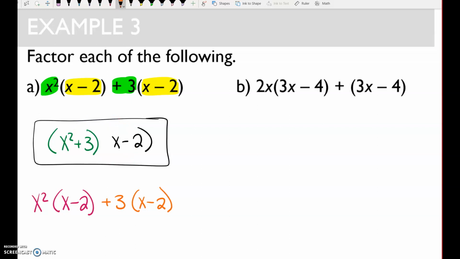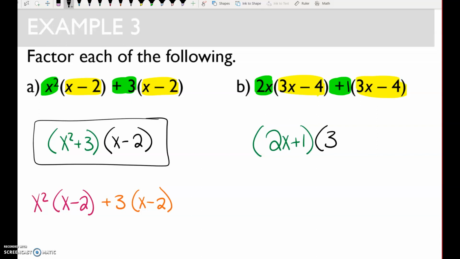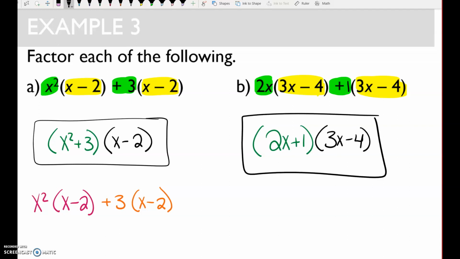Oops, I took out some parentheses there. I need to fix that. All right, so this one, we've got the 2x, and what number is here in front of these parentheses? There's a 1 in front of there. So our first set of parentheses is going to be 2x plus 1. Our second set of parentheses is the 3x minus 4. As long as both of those parentheses are exactly the same, you can collapse it down like this.